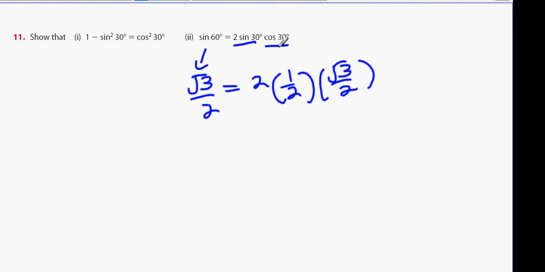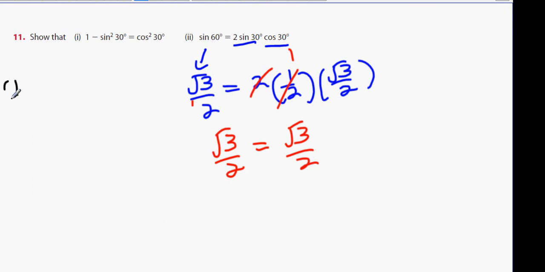Now, 2 multiplied by a half is 1. And basically you have root 3 over 2 equals root 3 over 2, and you've basically proved that it works. Might as well do part 1 while I'm here. They don't take long at all.